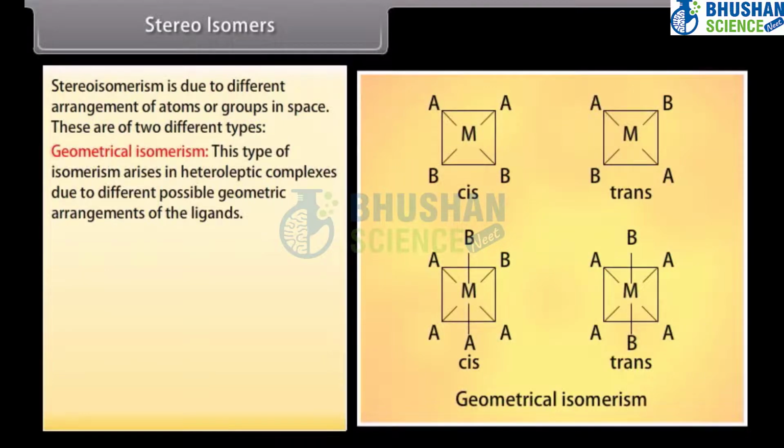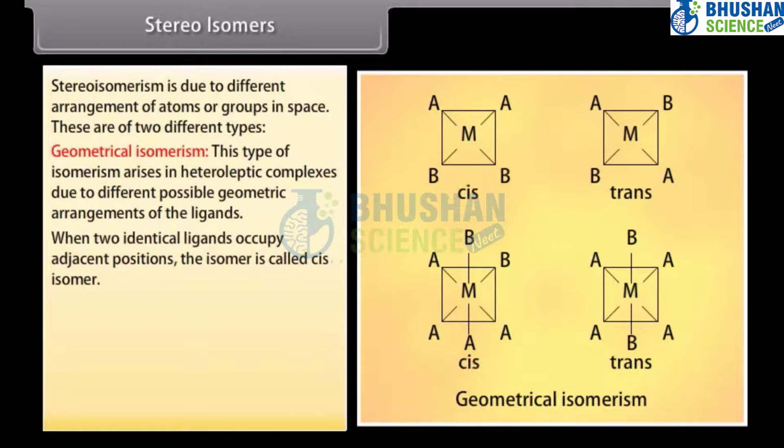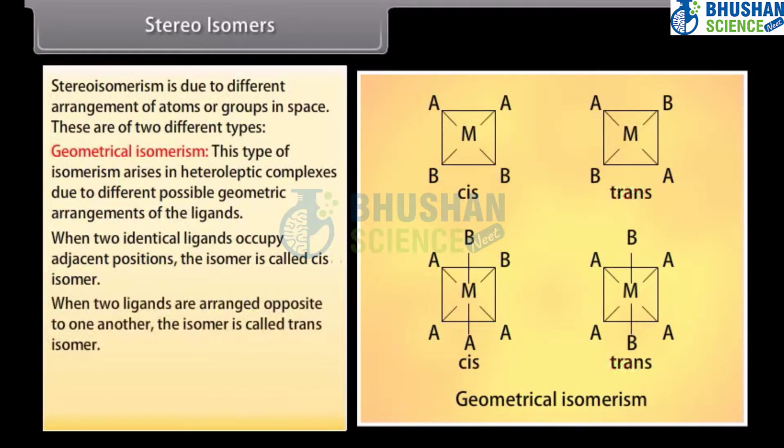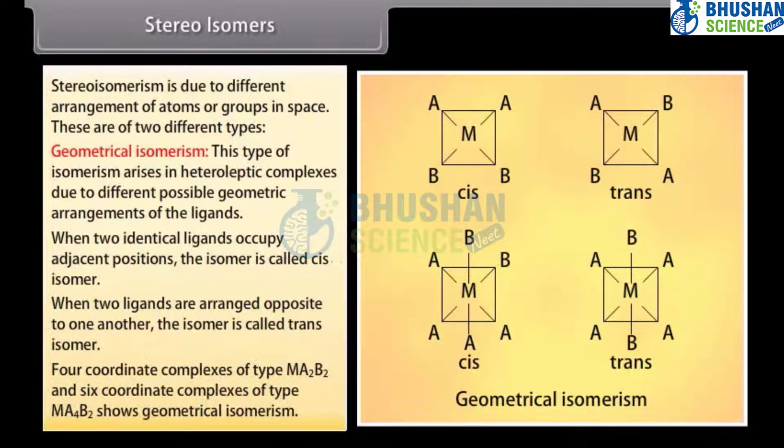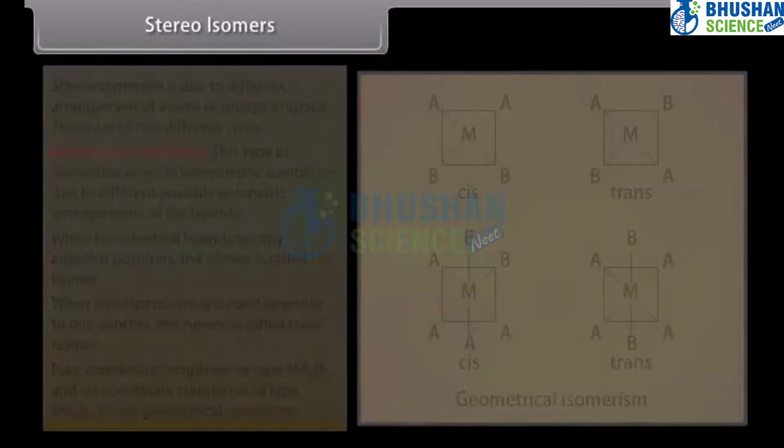Geometrical isomerism. This type of isomerism arises in heteroleptic complexes due to different possible geometric arrangements of the ligands. When two identical ligands occupy adjacent positions, the isomer is called cis isomer. When two ligands are arranged opposite to one another, the isomer is called trans isomer. Four coordinate complexes of type Ma2b2 and 6 coordinate complexes of type Ma4b2 show geometrical isomerism.